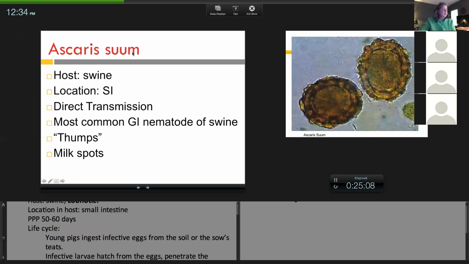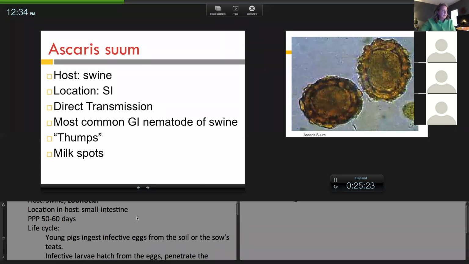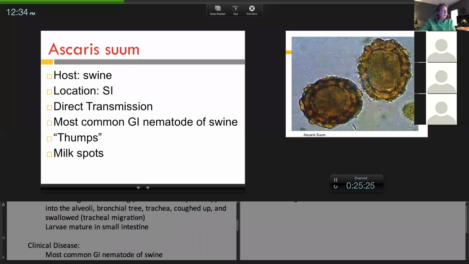Now, Ascaris suum, and suum for swine, is in the small intestine, direct transmission, and it's the most common nematode in swine. This is zoonotic, even though it doesn't say that on the slide.